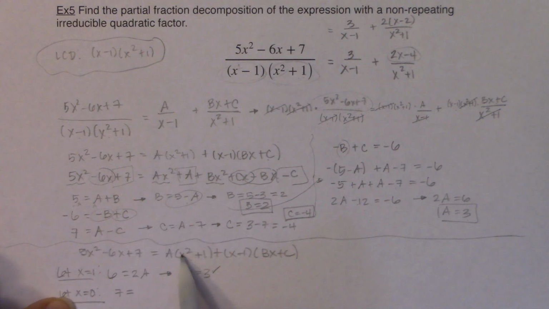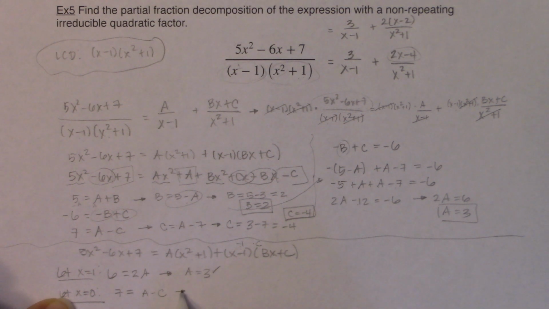If x is 0, what do we have? 0 squared plus 1, which is 1. So I ultimately just have an a over here. All right, if x is 0, 0 minus 1 is negative 1. So this factor right here becomes negative 1. If x is 0, bx is 0, and you just get a c over here. So this is negative 1 times c. So this becomes a minus c.